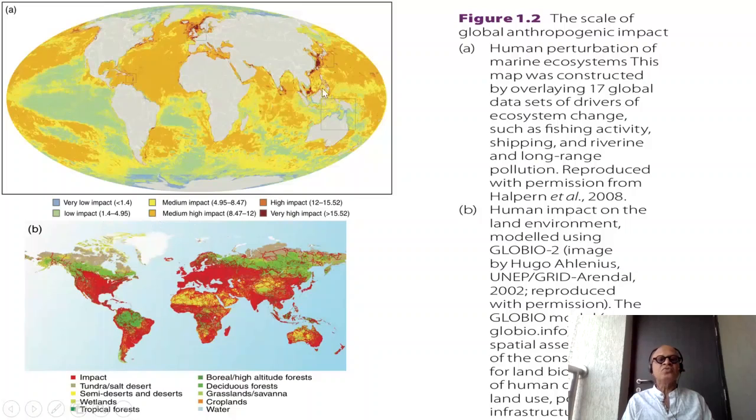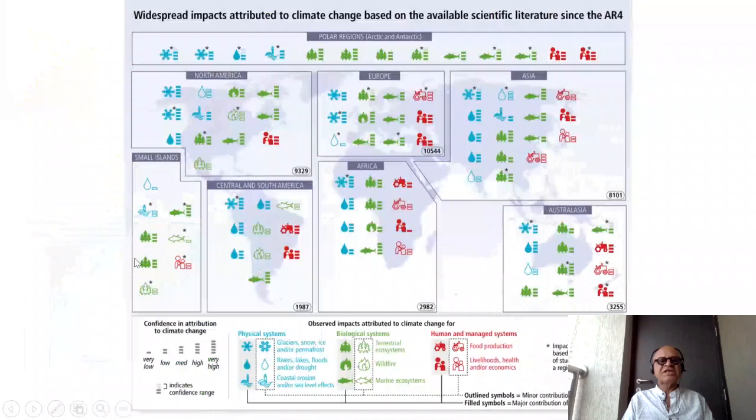Okay, so you can see there are some regions where the exploitation and the perturbations are really, really high, and that's bad news for many of the corals and so on. Okay, and this is the human impact on the land environment, and this is modeled using something called GloBio. So it's a model, and you have to be careful, of course, on what it means. So impacts on various ecosystems like tundra, salt deserts, wetlands, boreal and high latitude forests, water use, water exploitation, and so on.